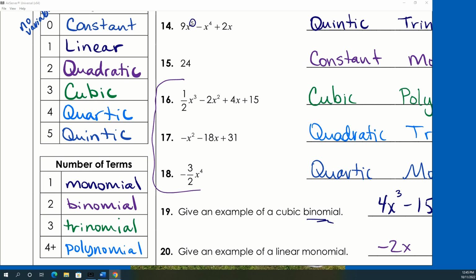So yesterday you did 1 through 8. Well, I wasn't in here. Oh, that's right. Okay.